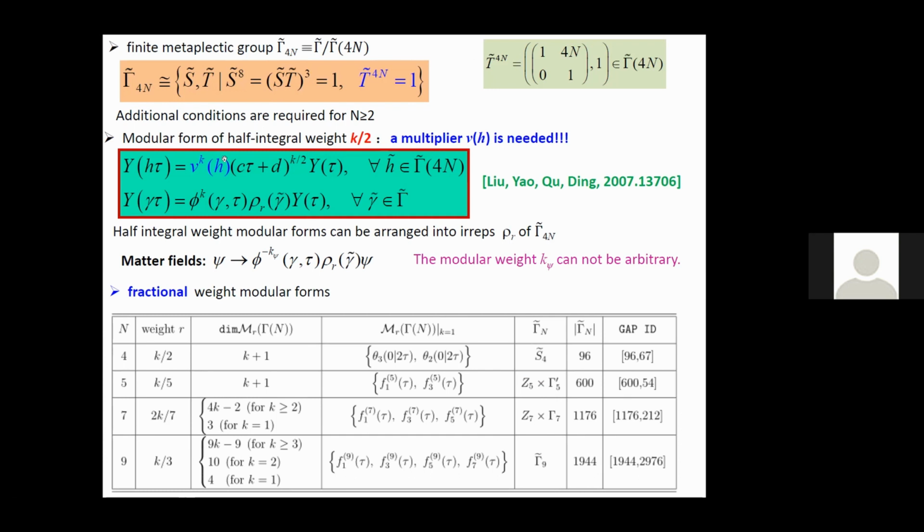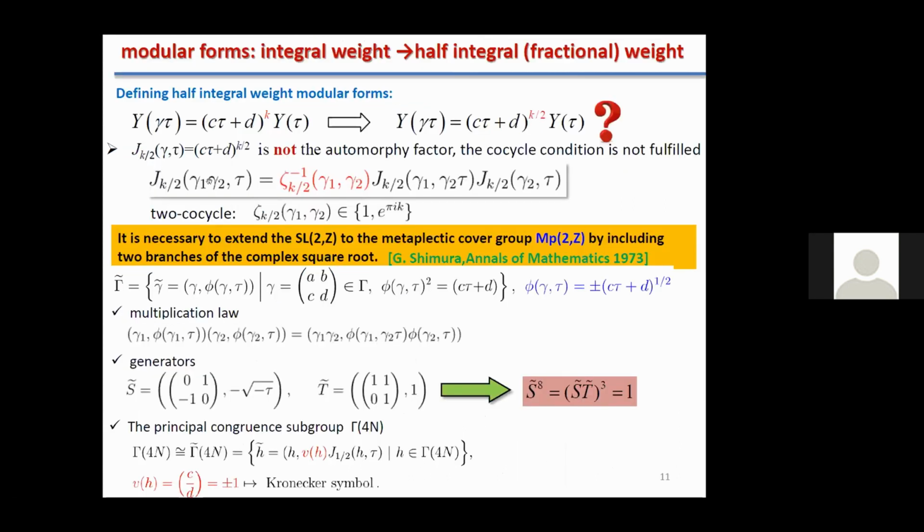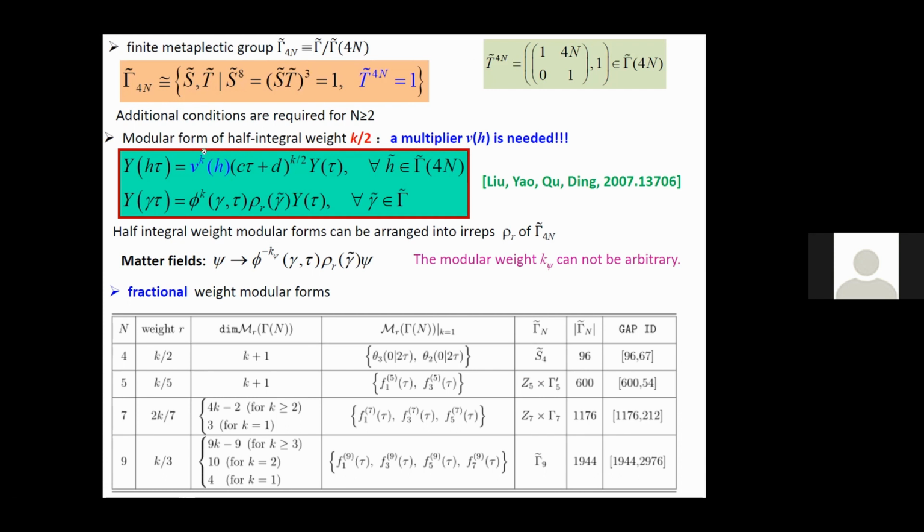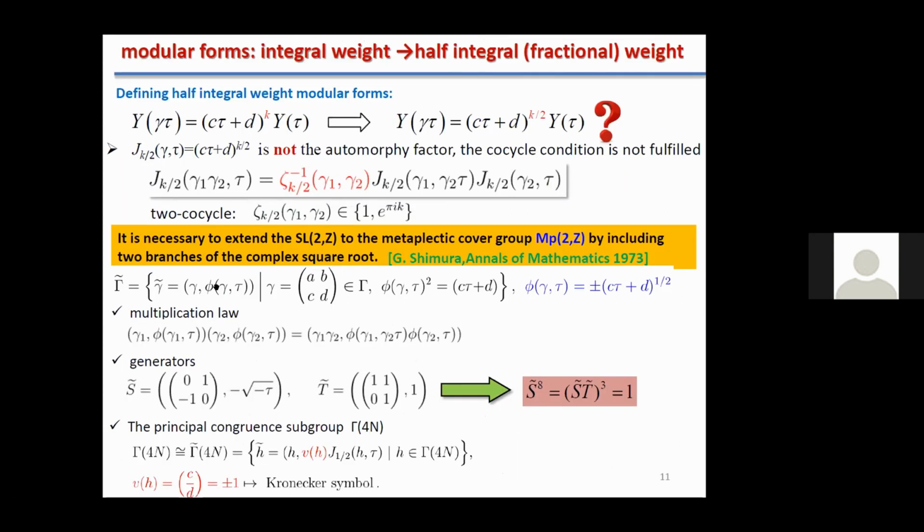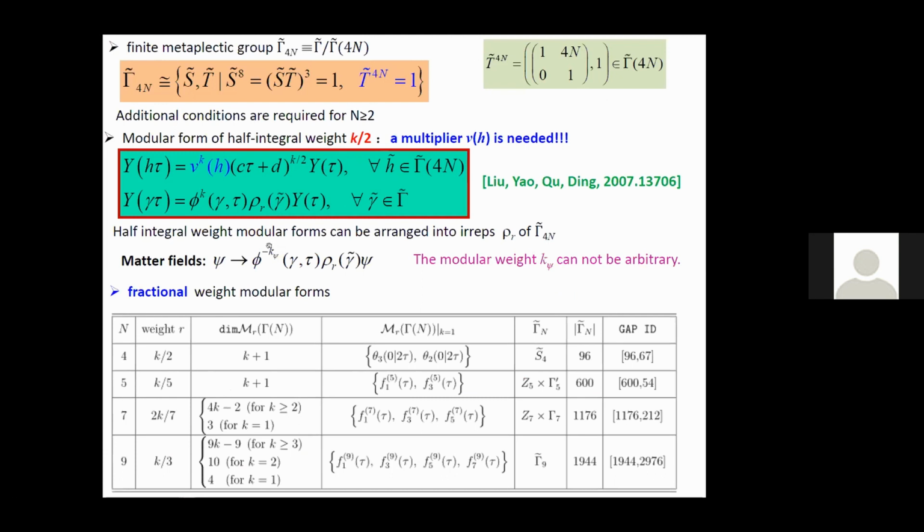According to the definition of modular forms, we uniquely fix the multiplier for half integral weight modular forms. It is defined by this one, the Kronecker symbols. After including these Kronecker symbols, times the c theta plus d to the power k over 2, this factor satisfies the consecutive relation. It is well defined. And we should also specify the transformation property of the matter fields. Here phi is a square root complex function, and they have some modular weights, and they are in the representation of finite metaplectic groups.